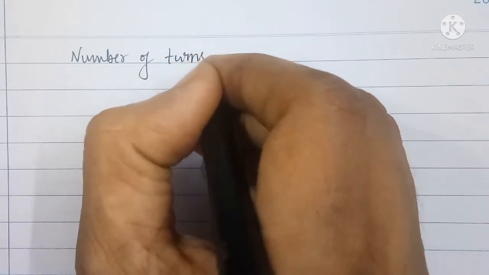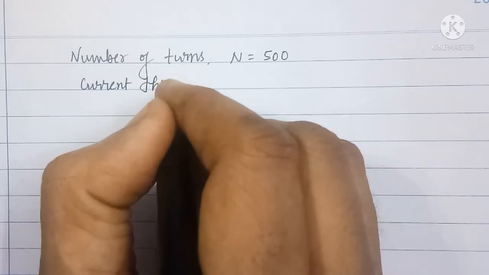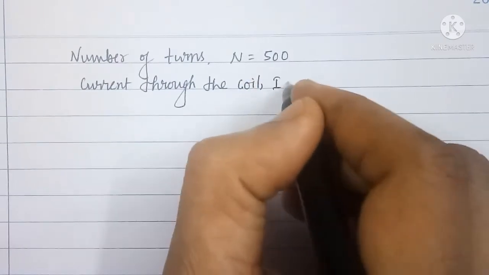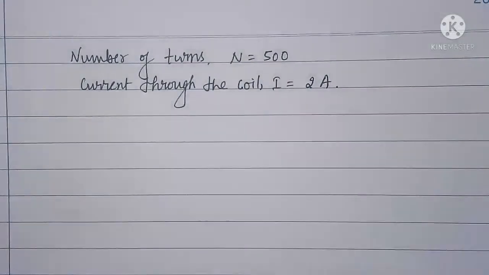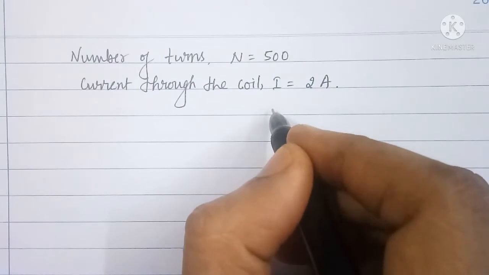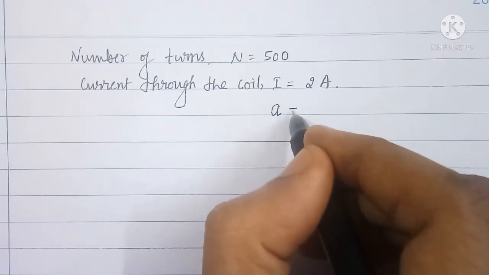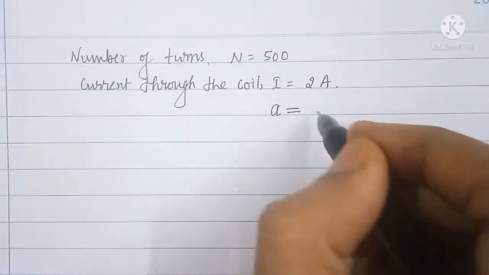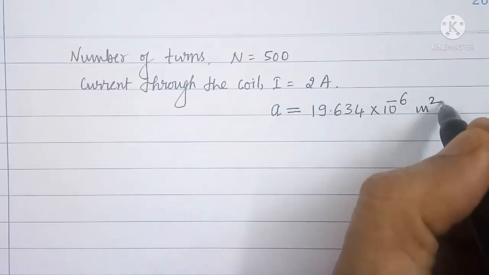Number of turns N is 500. Current through the coil I is equal to 2 ampere. Area of cross section, I will not repeat the calculation here. I will write it from the previous calculation. That is equal to 19.634 into 10 to the power minus 6 meter square.